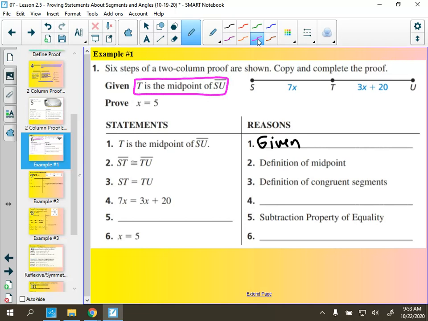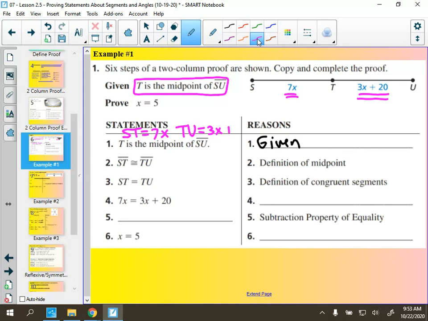But there should be other stuff that we should add, and this isn't a great look because there should be a blank here on step 1 where we say what else is given to us. We're given some segment lengths. Okay, that's not something we're creating. That's not something we're making up. That's free information. So I'm going to add that to my givens here: that the length of ST is equal to 7x, and on top of that, the length of TU is equal to 3x plus 20.